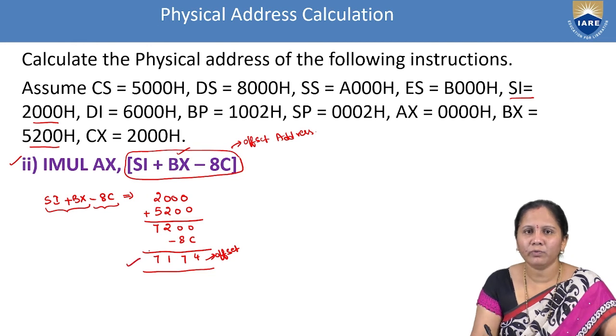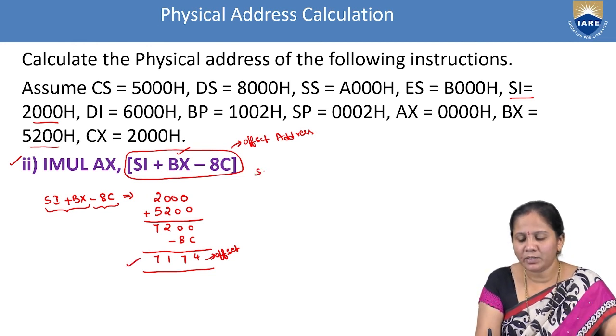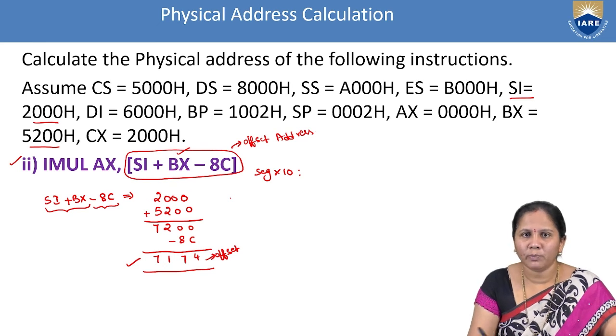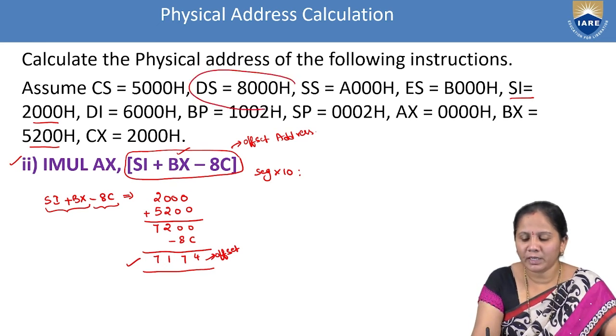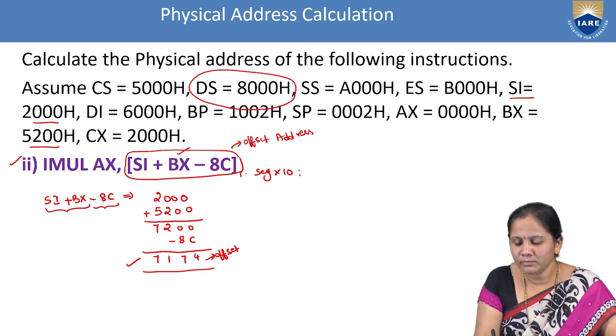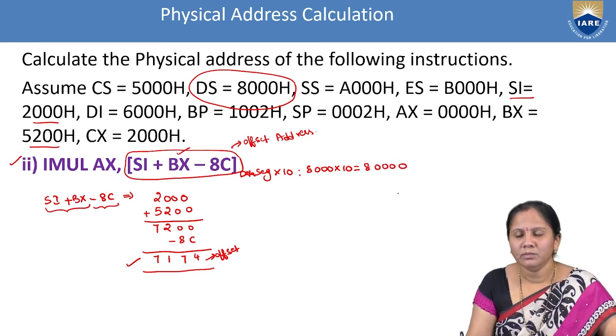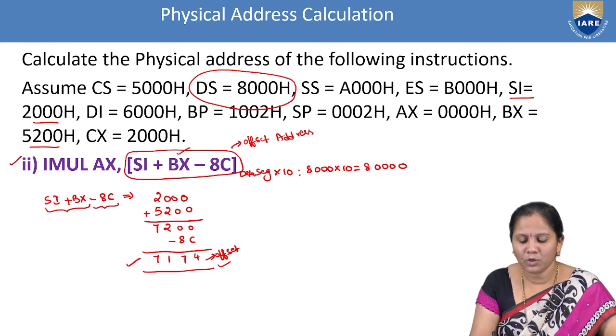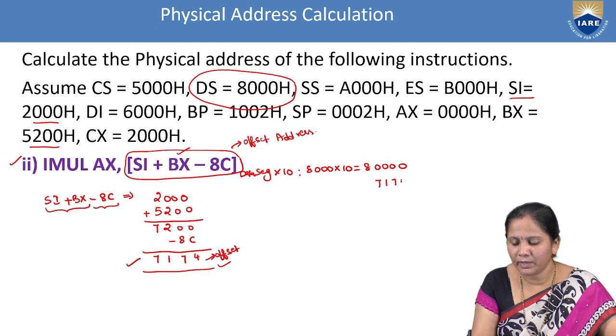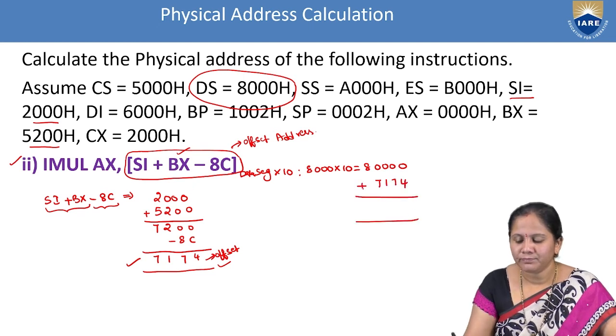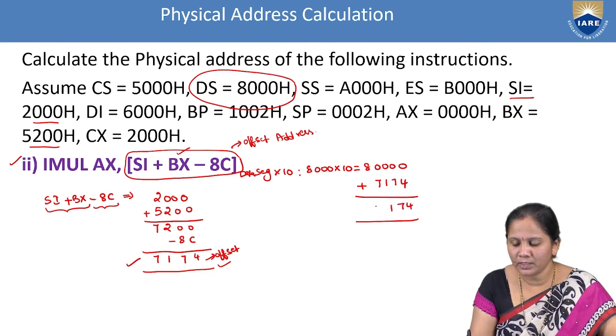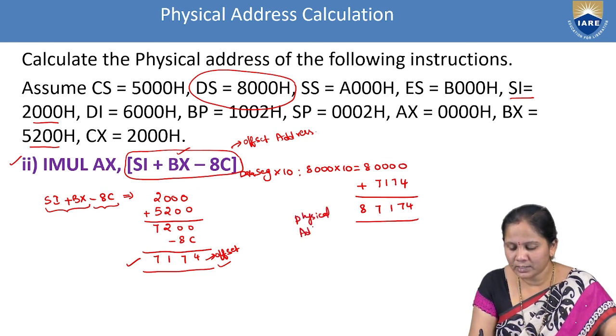Now, considering this, we have to find the physical address. That means segment address into 10. Here the segment address is not given, so by default we have to consider the data segment as the segment address. So here 8000 into 10 gives 80000. To this we have to add the offset value, which is 7174. If we add these two, here it is 87174. So this is the value of the physical address.